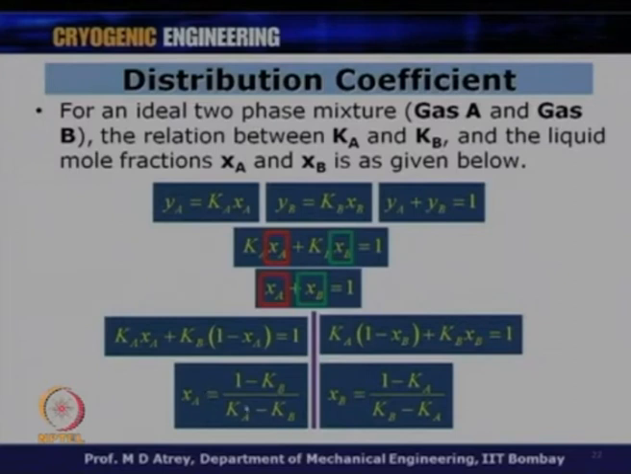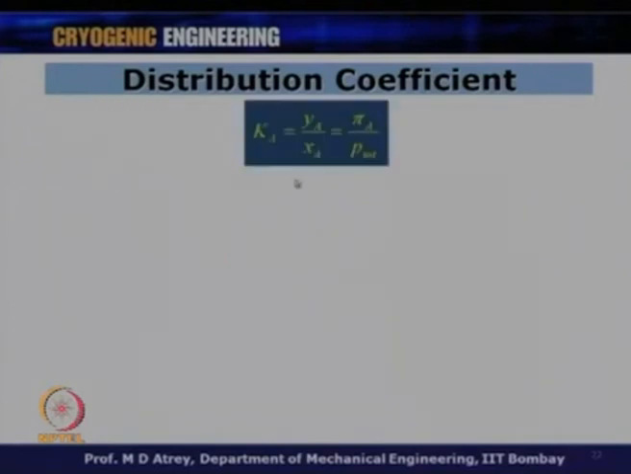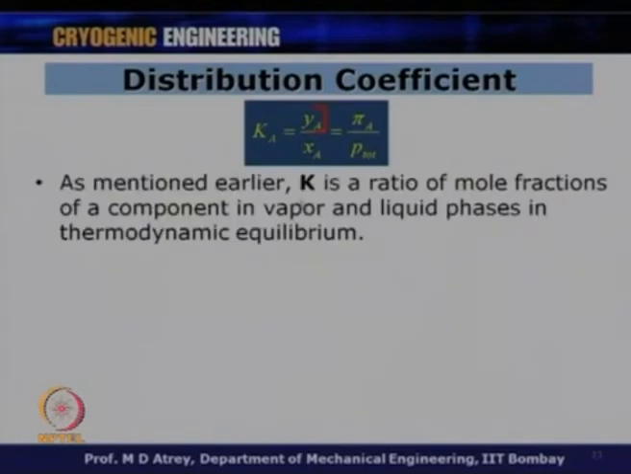Theoretically, I will know the value of Ka and Kb. I can compute those values as I said earlier theoretically, or I can get the value of Ka and Kb for which the experimental data is available for a given mixture. In that case, I can theoretically compute what the value of Xa and Xb will be for a given temperature in a mixture. So, the distribution coefficient Ka is equal to Ya upon Xa, which is equal to pi A upon P total. As mentioned earlier, K is a ratio of the mole fraction of a component in vapor and liquid phases in thermodynamic equilibrium. This is what we have defined K as.